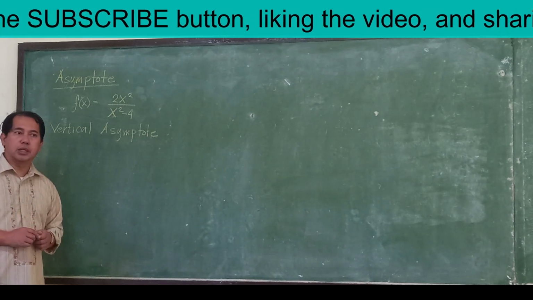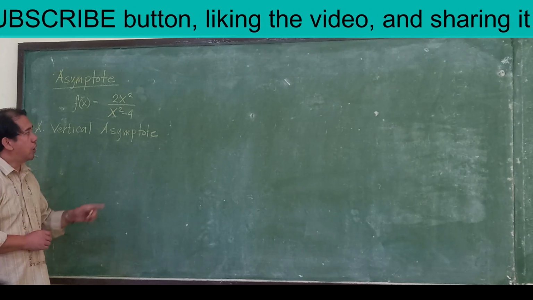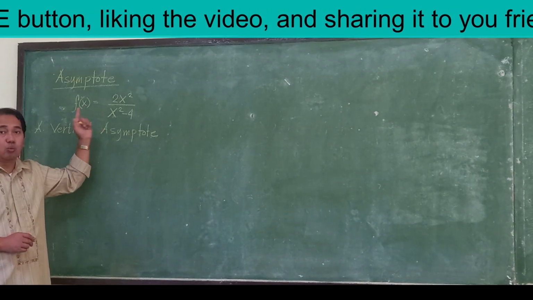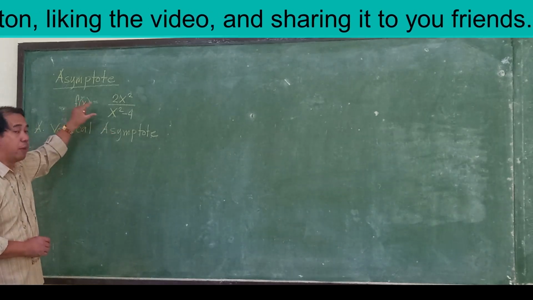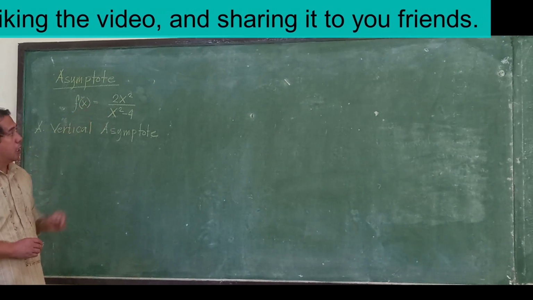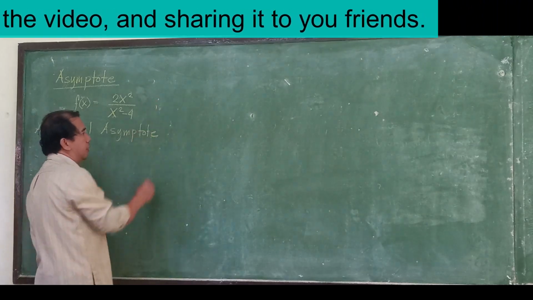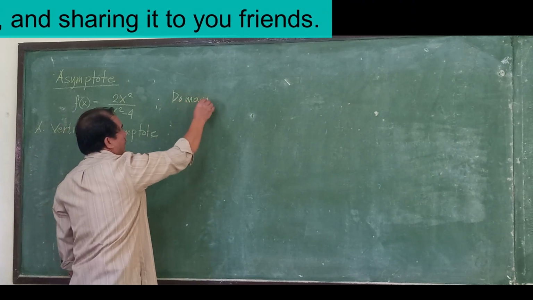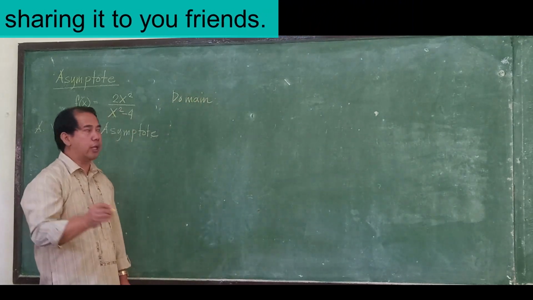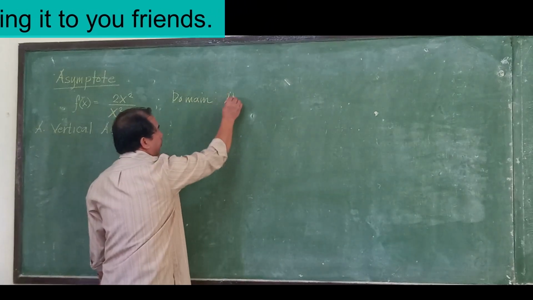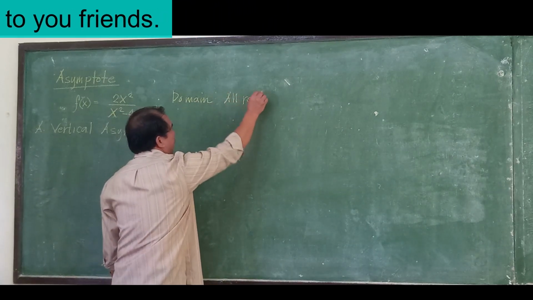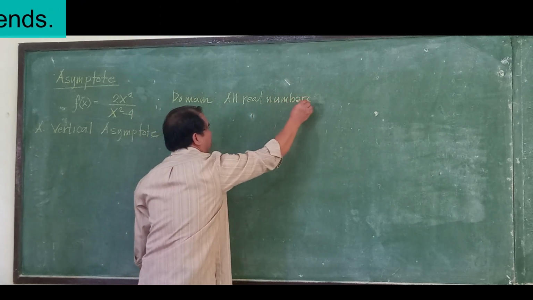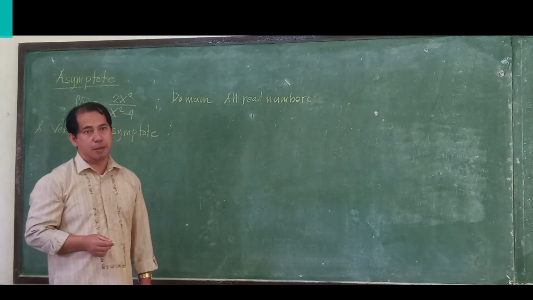Definitely, one way to graph the function is to always look for the domain of the rational function. We said last time that the domain of a rational function will always be all real numbers. Definitely, when we are talking of the rational function, there is always the exception.